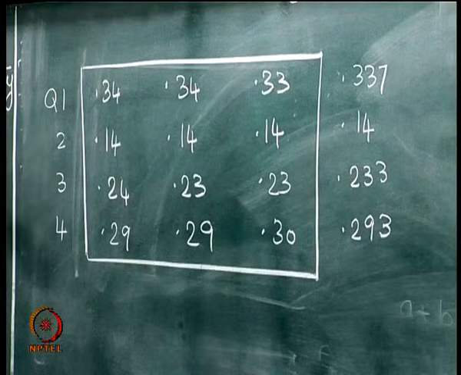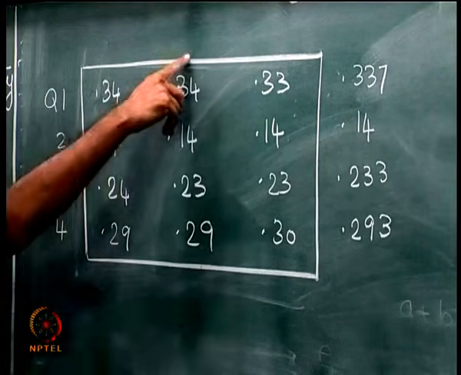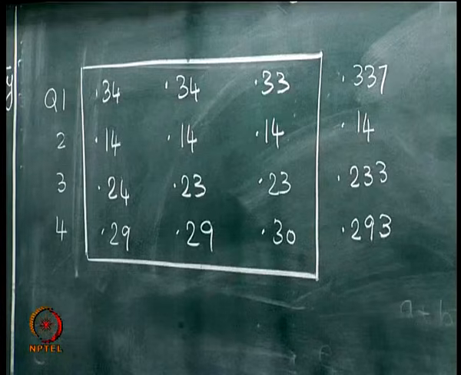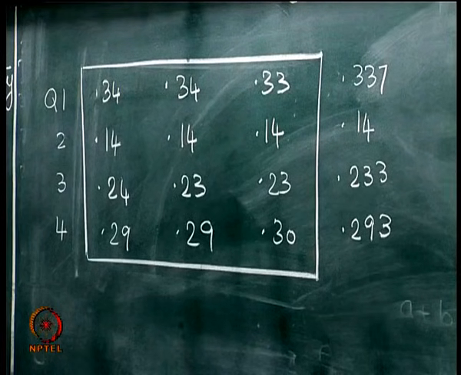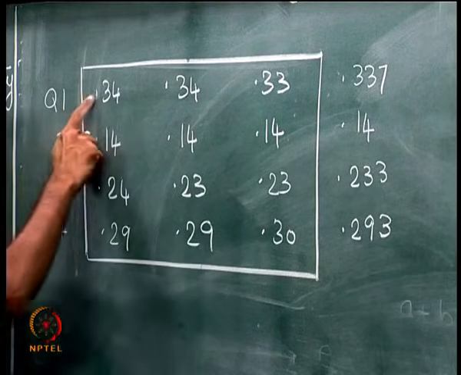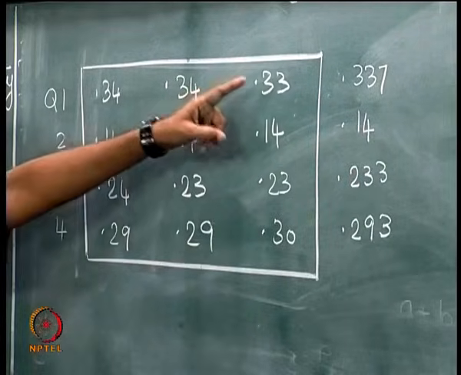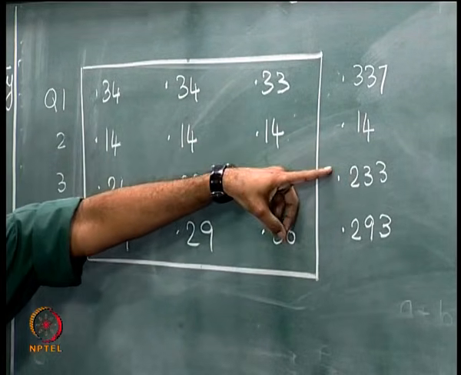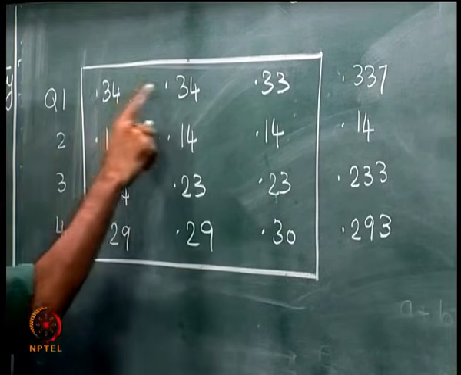Now, all these will have to add up to 1, and from these seasonality indices we can find out the average of the seasonality indices. So, the averages of the seasonality indices are given here: 0.337, 0.14, 0.233 and 0.293. These are averaged across this way.